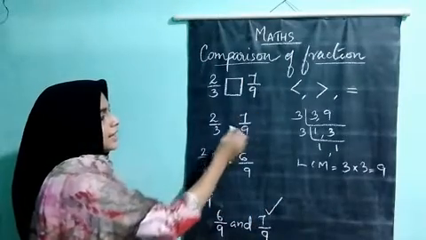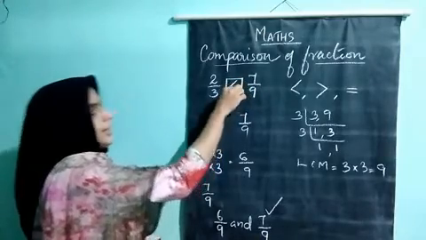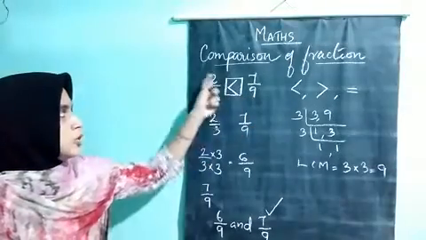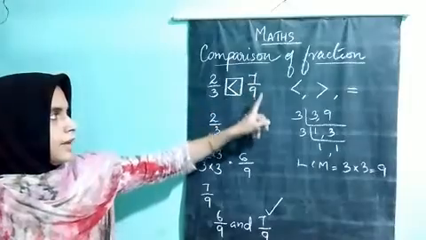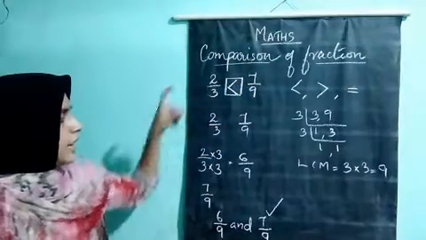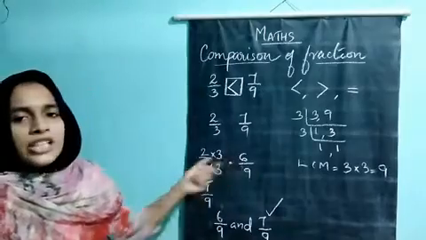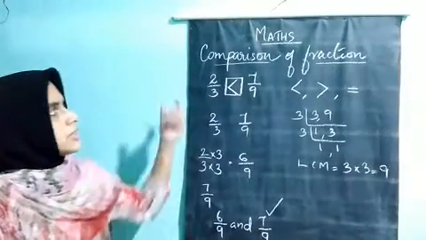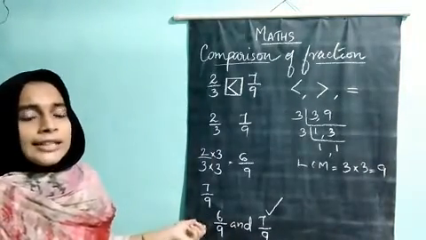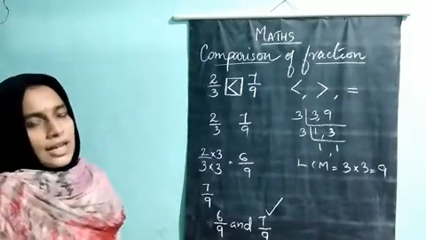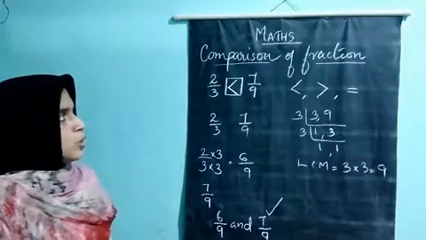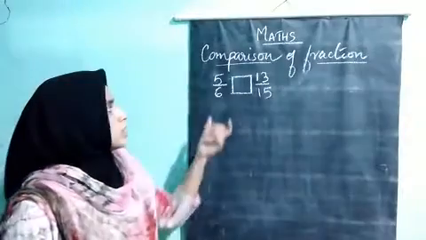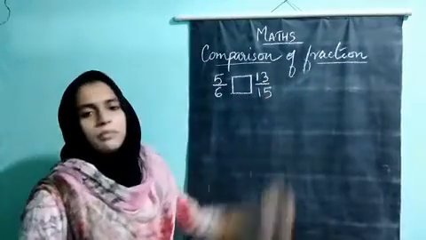So we can write here 7 by 9 as the greater one. So 2 by 3 is less than 7 by 9, because 2 by 3 we have converted into 6 by 9. From that we compare 6 by 9 and 7 by 9. Okay, like this type of questions may come under the topic of comparison of fractions. Then we can do two more type questions. Write the second question, 5 by 6 and 13 by 15.